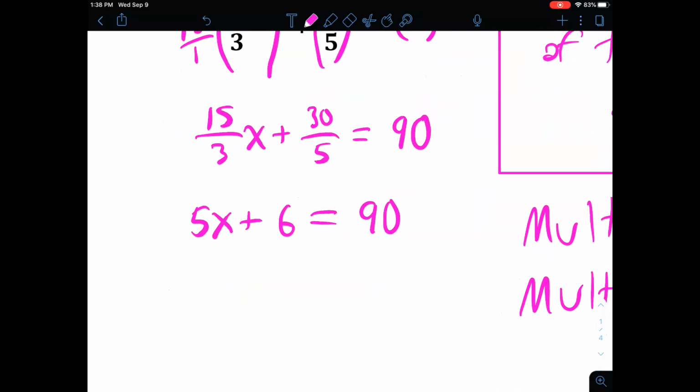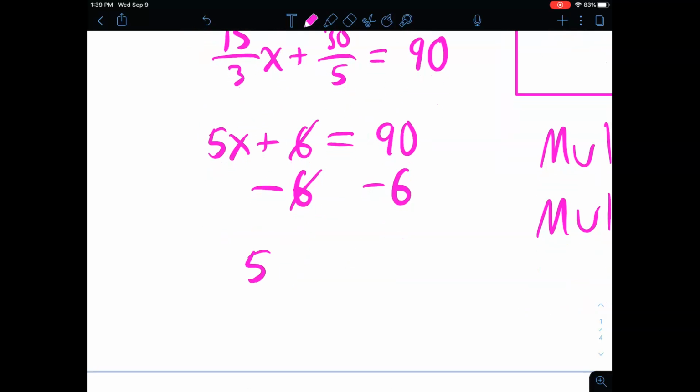And we have 5x plus 6 equals 90. Next step to solve for x. Okay, so we need to get x by itself. We have 5 times x and we have plus 6 here. What are we going to do first? The addition or multiplication? Hopefully you said addition first. We're going to get rid of the addition by subtracting 6.